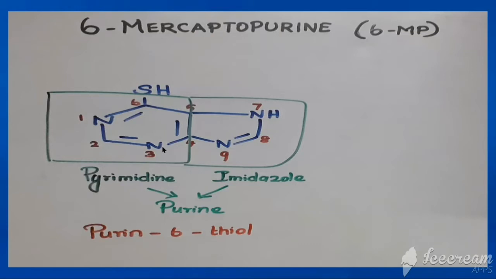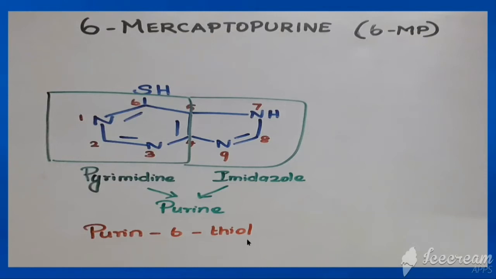So what is the chemical name? It can be called purine 6-thiol. What is meant by purine? Fusion of pyrimidine with imidazole is called purine. What is meant by pyrimidine? It is a 6-membered heterocyclic ring having two nitrogens at 1,3. And what is meant by imidazole? A 5-membered heterocyclic ring having two nitrogens at 1,3. So fusion of pyrimidine with imidazole is called purine, and purine having SH in the sixth position is called 6-mercaptopurine, otherwise 6-MP or purine 6-thiol.